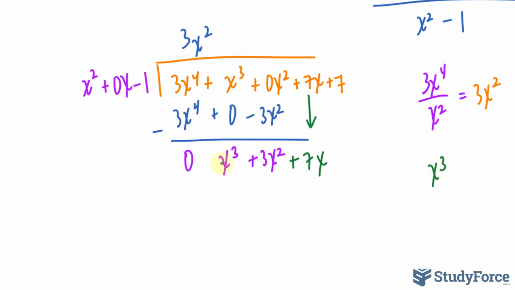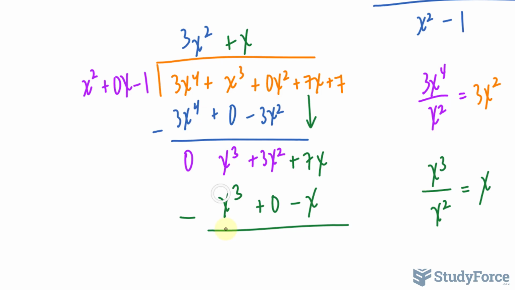So x to the power of 3, this very first term in the remainder, divided by x to the power of 2, gives us x. So I'll write down plus x. This green x is going to be multiplied to these three terms: x cubed plus 0 minus x. We subtract. Subtracting these, 0, and then 3x squared, and 7x minus x, which is positive 8x. Let's bring that down now, positive 7.